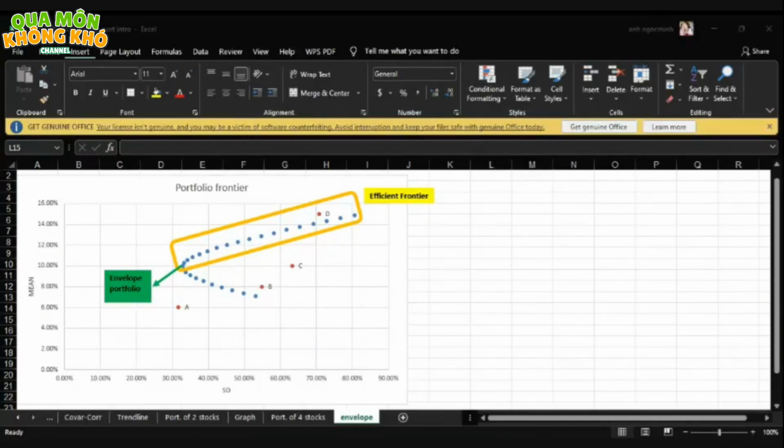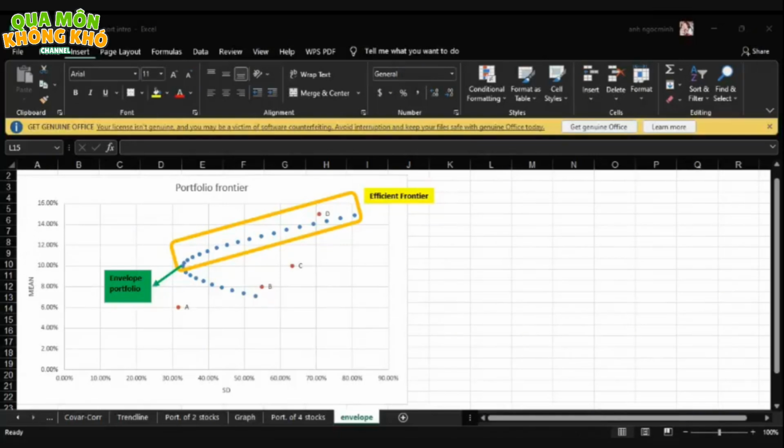So the efficient frontier starts from the minimum variance portfolio and just goes up. So you have the efficient frontier and the envelope. These are two different concepts here.